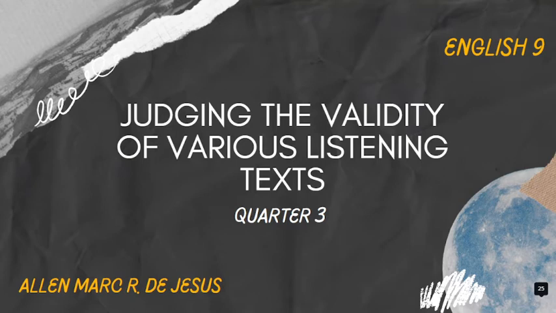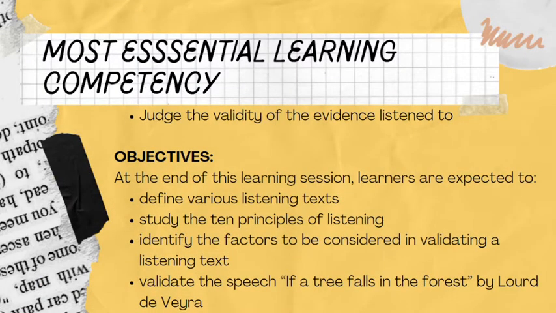So for today, we are about to judge the validity of various listening texts. This is an English 9 lesson, particularly in quarter 3. For the most essential learning competency, we have to judge the validity of the evidence listened to. For the objectives, at the end of this learning session, learners are expected to define various listening texts, study the 10 principles of listening, identify the factors to be considered in validating a listening text, and validate the speech "If a Tree Falls in the Forest" by Lord de Vera.